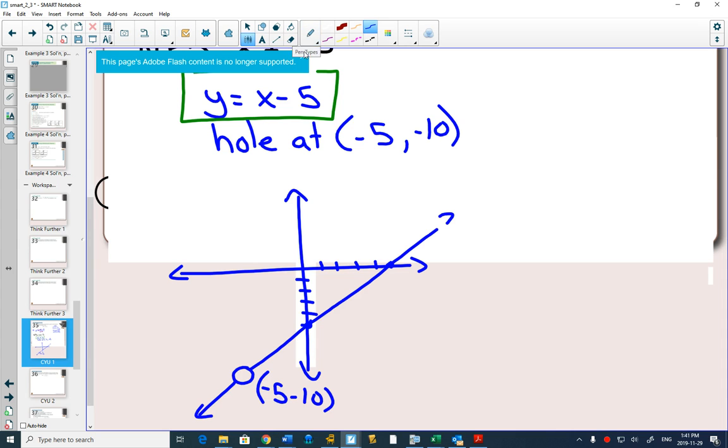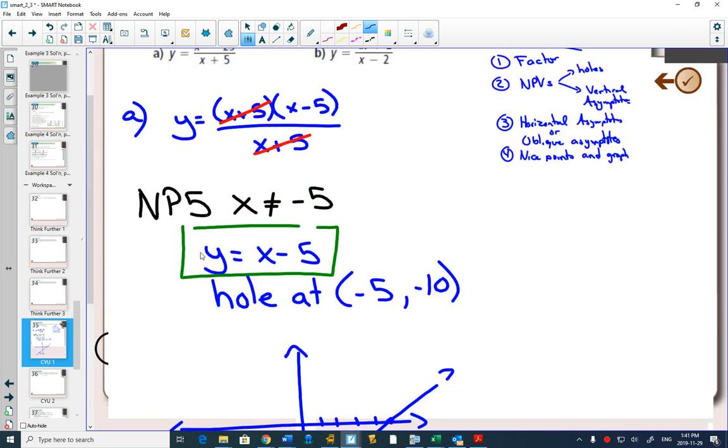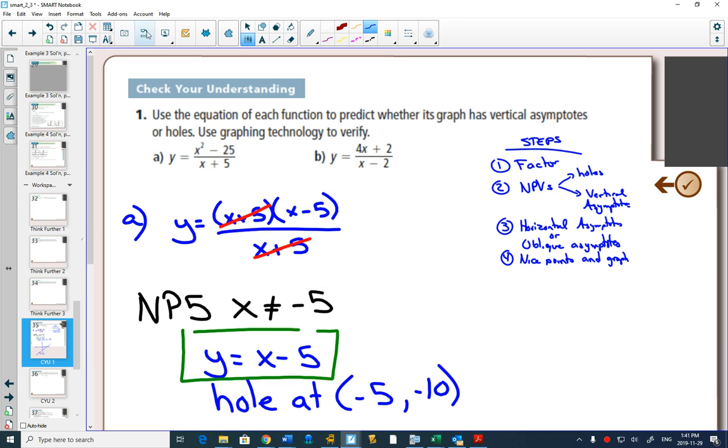For part B, did I go up too fast? Everybody good?